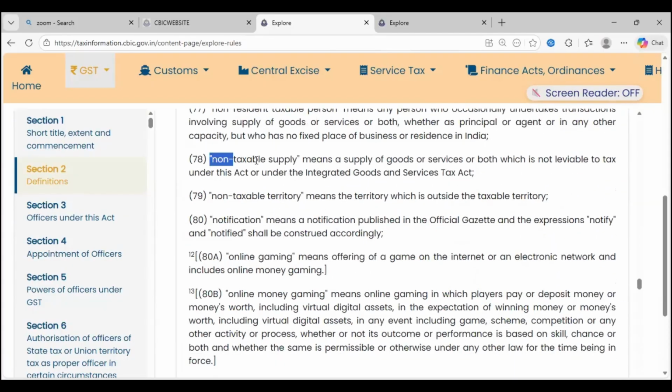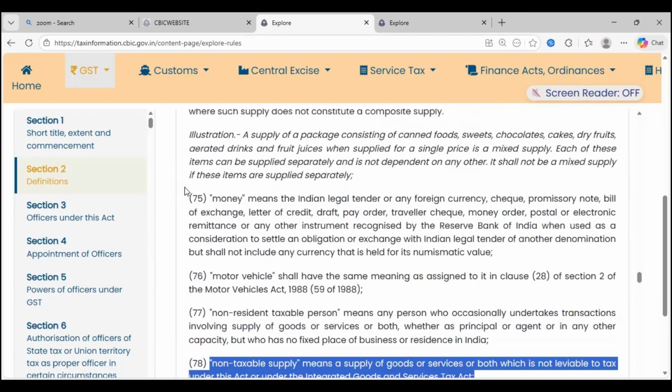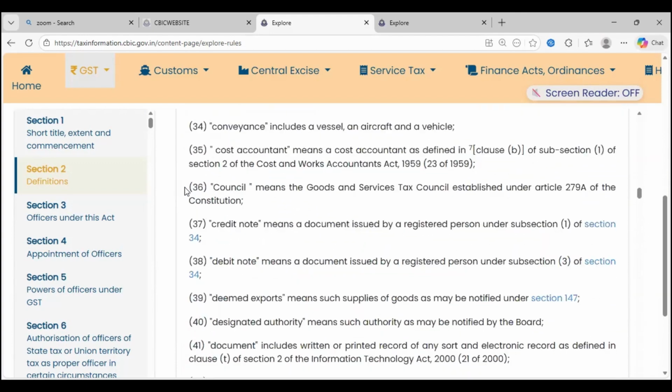Non-taxable supply means supply of goods or services which is not leviable to tax under this Act or under the IGST Act. What is not subject to levy? Petrol, diesel, alcoholic liquor for human consumption. This is what they have excluded.